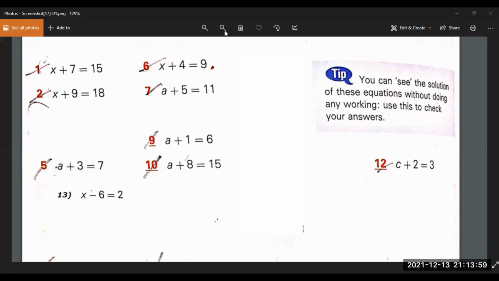So go ahead, try these questions, and when you finish, you can check them and let me know in the comments if you got them all correct or not.